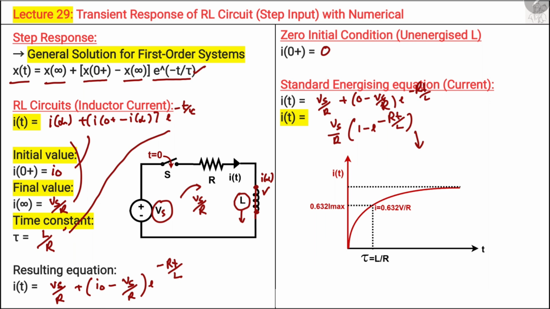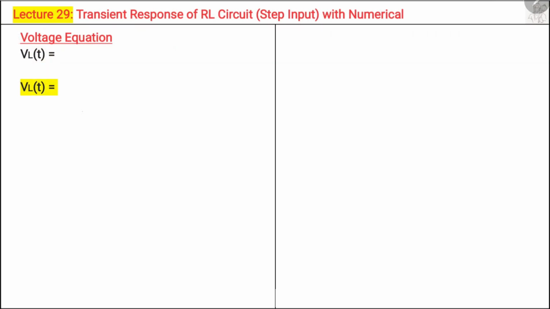At time t equal to 0, this equation value is simply 0, therefore it starts from 0. At time t equal to infinite, this value becomes Vs by R. And when we put time equal to the time constant, that is L by R, the current becomes equal to 63.2% of the maximum value, that is Vs by R. Similarly, voltage can be obtained by replacing the current equation in this equation and solving.